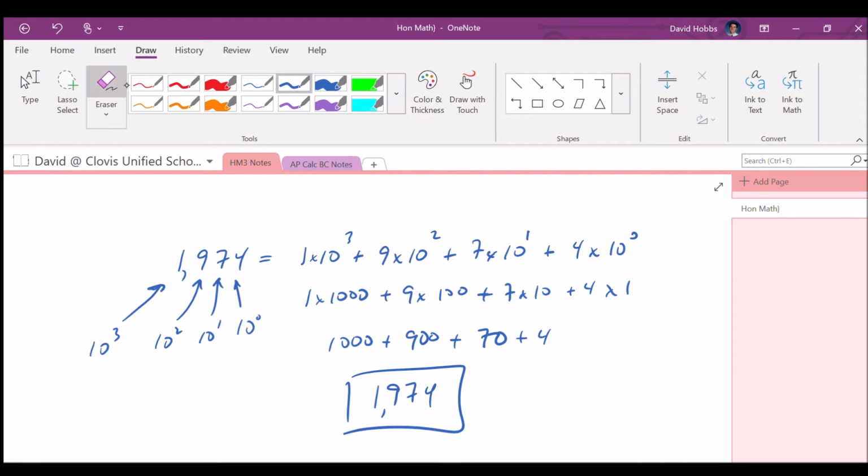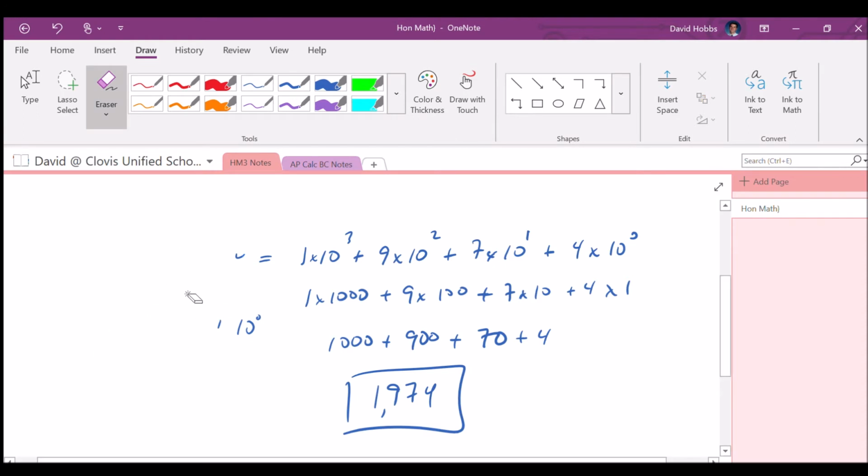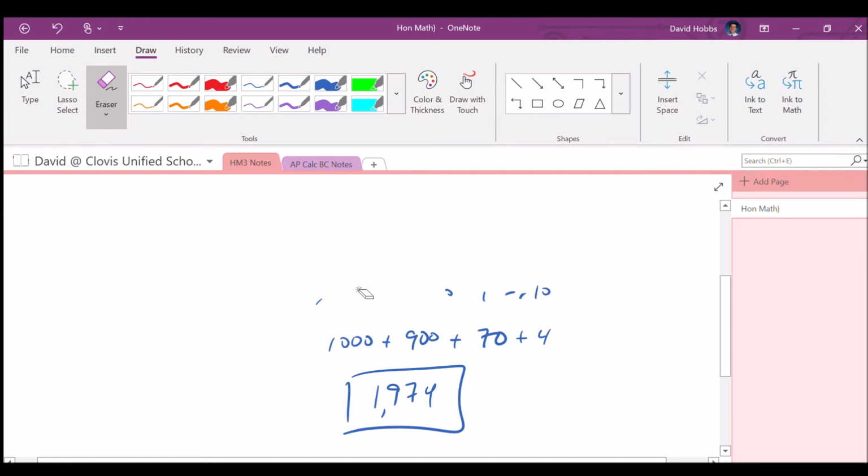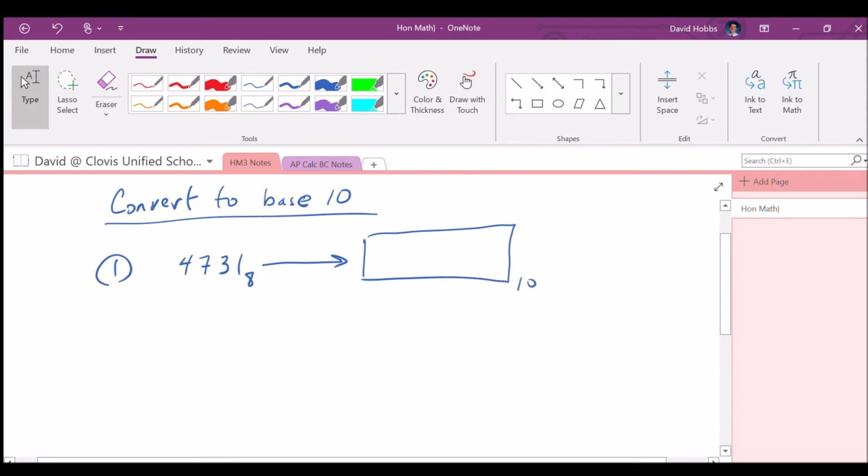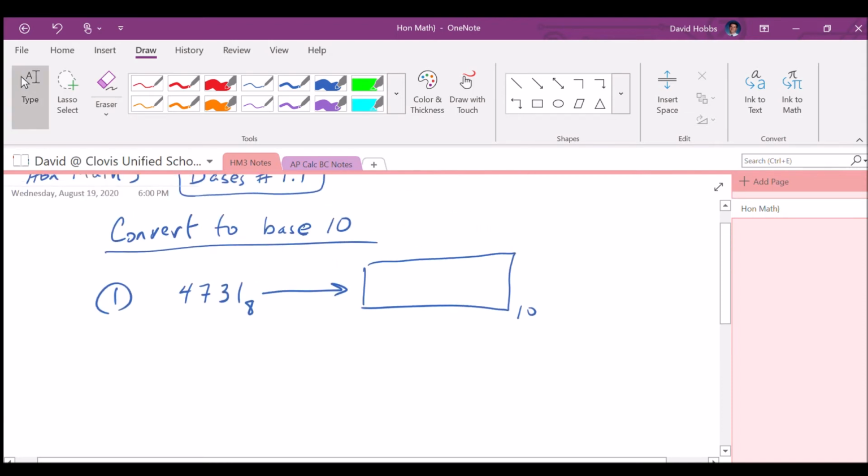Okay, now we're going to convert these numbers in something besides base 10 to base 10 based off the meaning of the number itself. So this column right here is the 8 to the 0 column. This column right here is the 8 to the first column. This column right here is 8 to the second column. This column right here is the 8 to the third column, because we're in base 8.